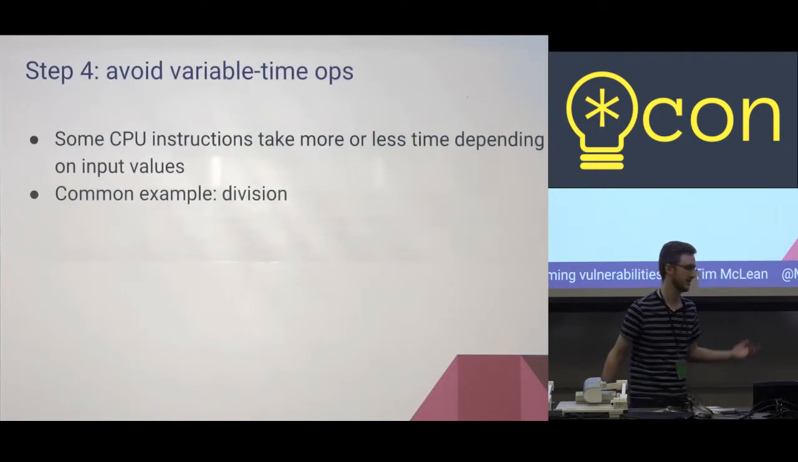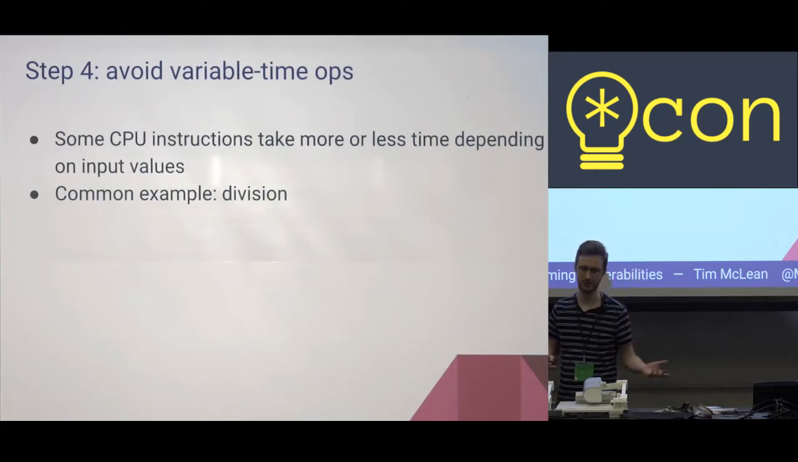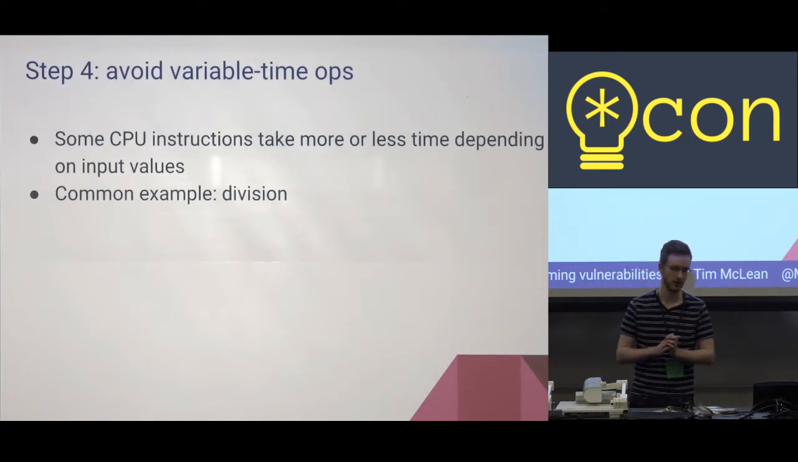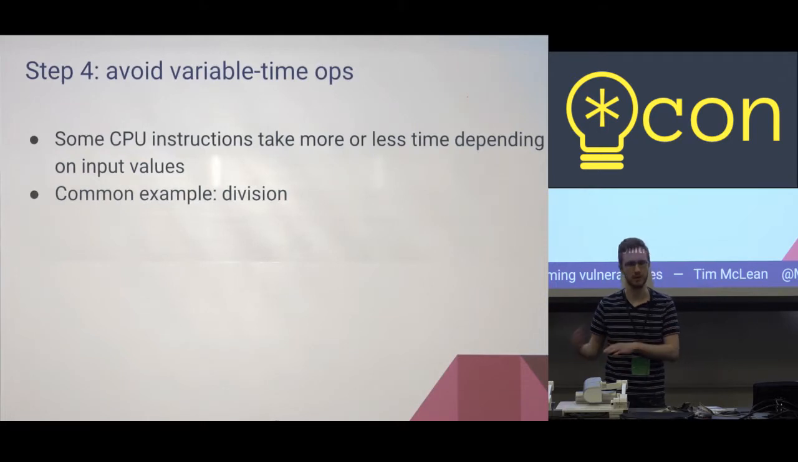And the last rule and the last step is simply to avoid these variable time operations. Some CPU instructions actually take a variable amount of time to execute depending on what the values are. Obviously that's not good, because that will impact your execution time. A common example is division. Division is a fairly expensive instruction on modern CPUs. Larger numbers typically take longer to divide, and smaller numbers take a short amount of time to divide.